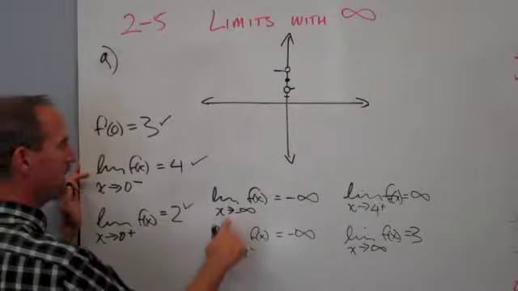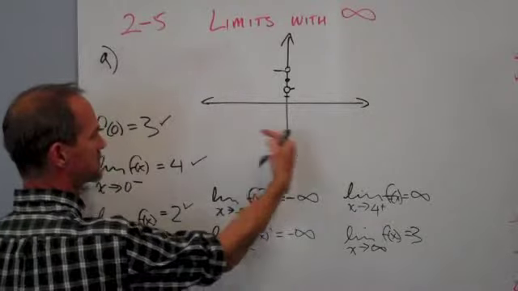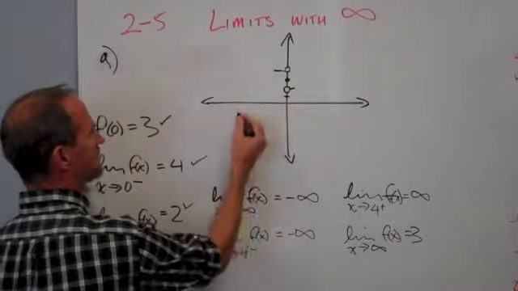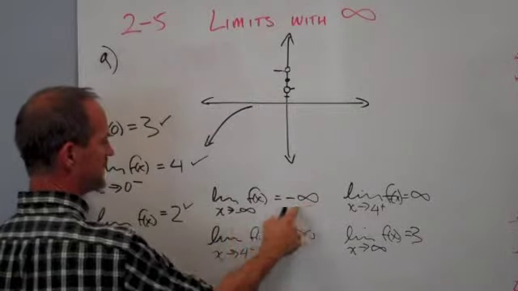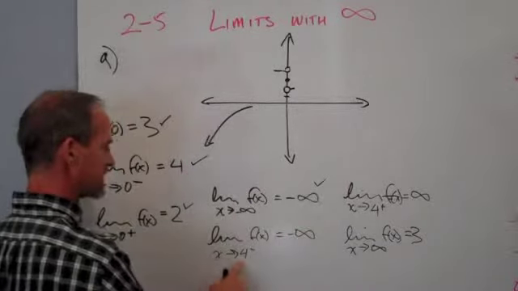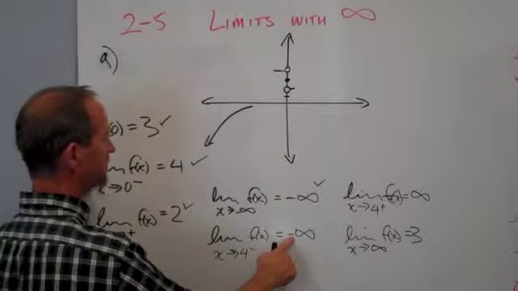Check that off. The limit as x gets very, very big negative, when x is going that way, it's going to negative infinity. So, it's just kind of going down like that towards negative infinity as it gets negative. Check that one off. As x gets closer and closer to negative 4, it goes to negative infinity.